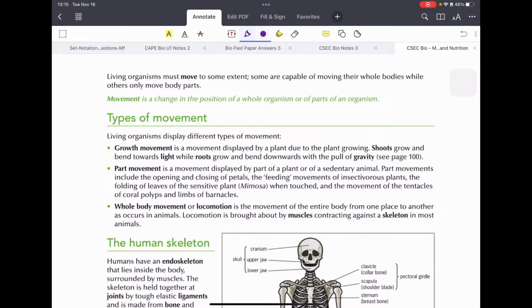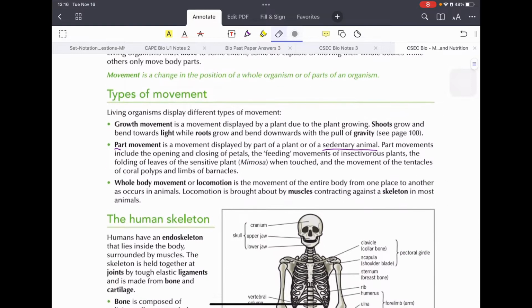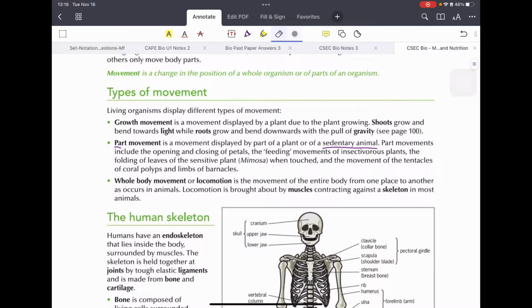Now part movement, here we have part movement. This is displayed by a plant or a sedentary animal. A sedentary animal simply means an animal that doesn't move from place to place like us. Okay, animals just stay in one place. So part movements would include something like the opening and closing of the leaves, petals, right? Sometimes there are plants that feed on insects, the trap plant, that's part movement. Okay, so that's two types of movements that occur in plants.